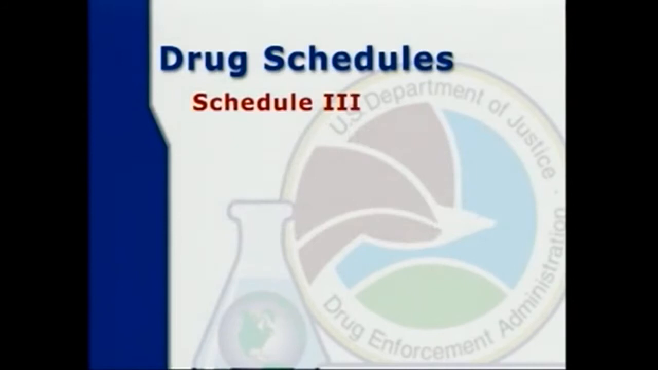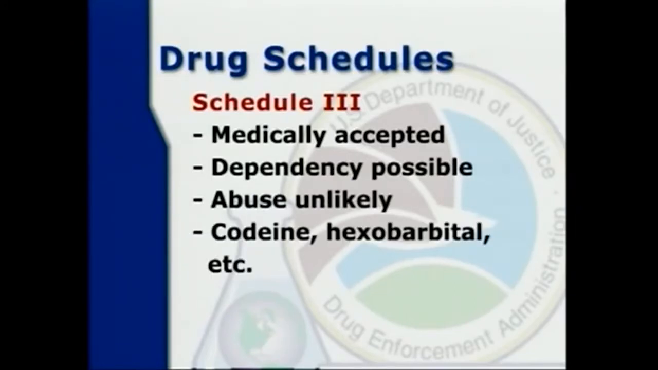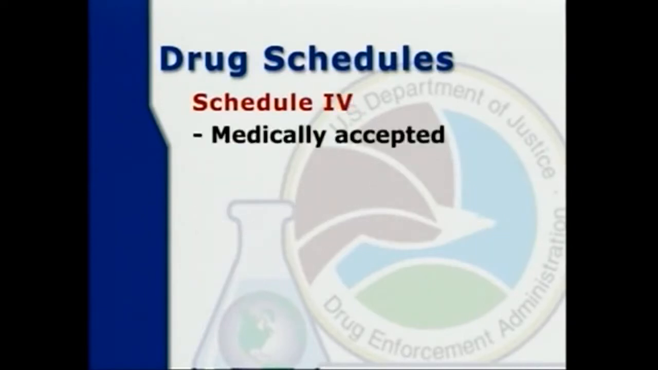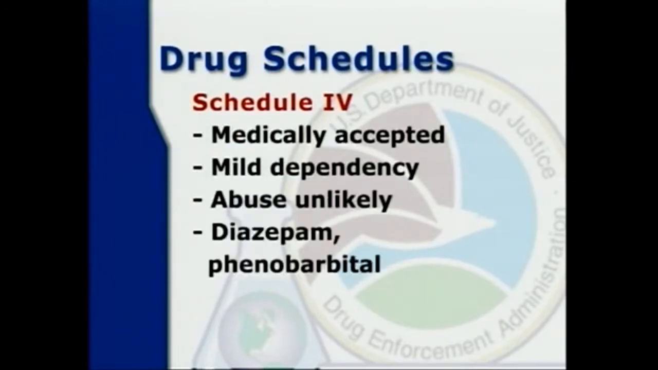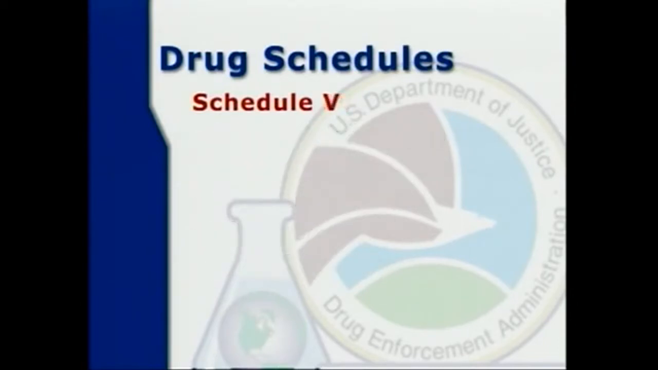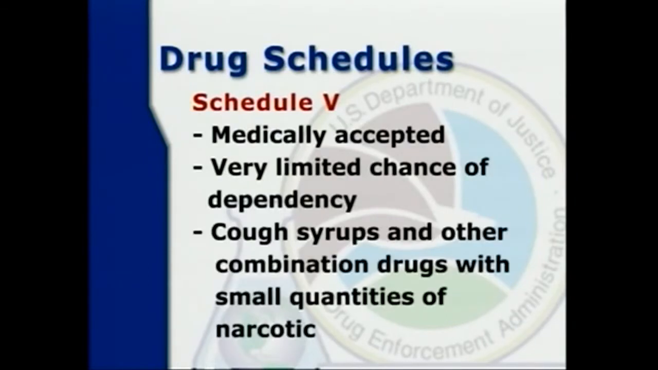Schedule III drugs are medically accepted medications which may cause dependency, but abuse is much less likely. These include medications such as codeine, hexabarbital, and others. Schedule IV drugs are medically accepted and have very mild dependency, with abuse unlikely. These would include diazepam and phenobarbital. Finally, Schedule V drugs are medically acceptable and have a very limited potential to develop dependency. Schedule V drugs would include cough syrups that contain codeine and other drug compounds with small quantities of narcotics.